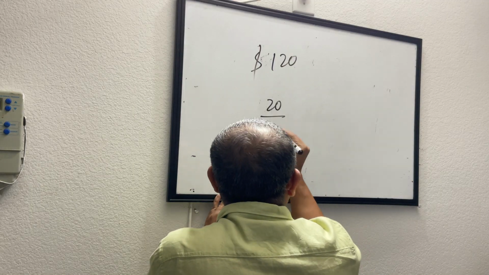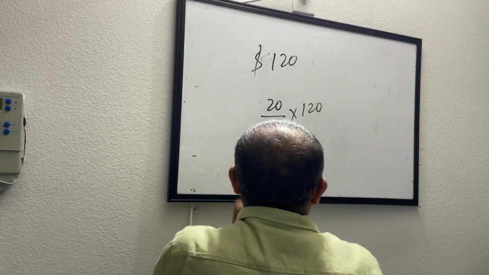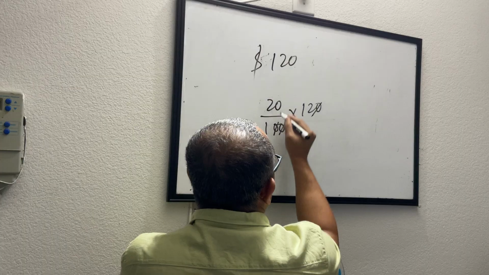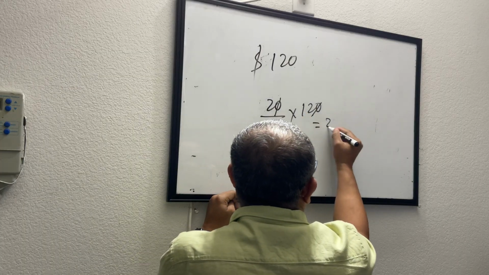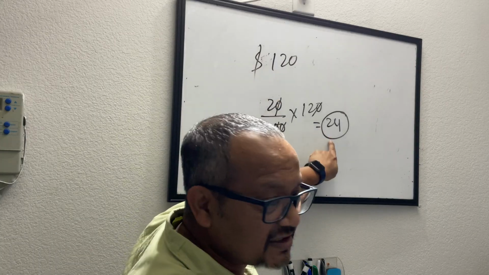20% of 120. This is the discount that you are getting. Find it out. 10, 10 gone. This 0 gone. 12 times 2, 24. This is a discount. So you have to pay 120 minus this much.